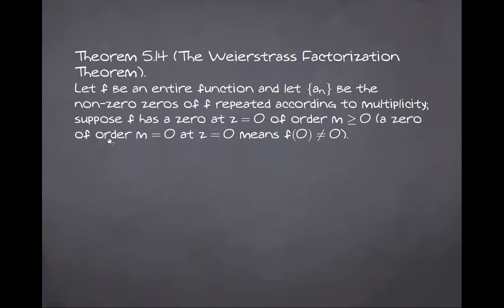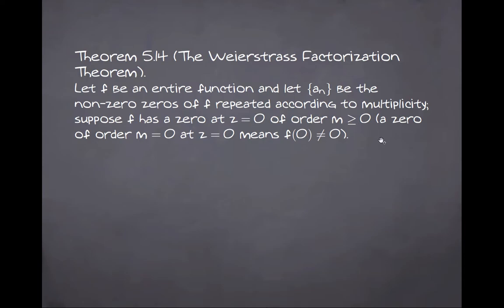So a zero of order m at z equals 0 means f(0) is non-zero if m equals 0. That means f does not have a zero at z equals 0, so f is non-zero at 0. If m is greater than 0, then only f has a zero of order m at z equals 0. Is it clear? So f may not have a zero at z equals 0, then m equals 0. If m is strictly greater than 0, any positive integer, then f has a zero of order m at z equals 0.